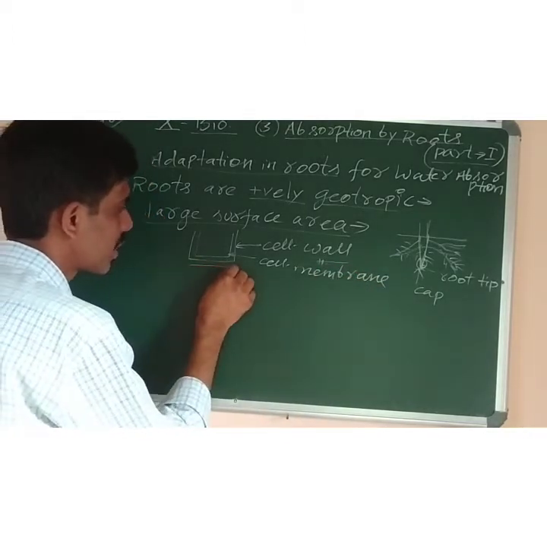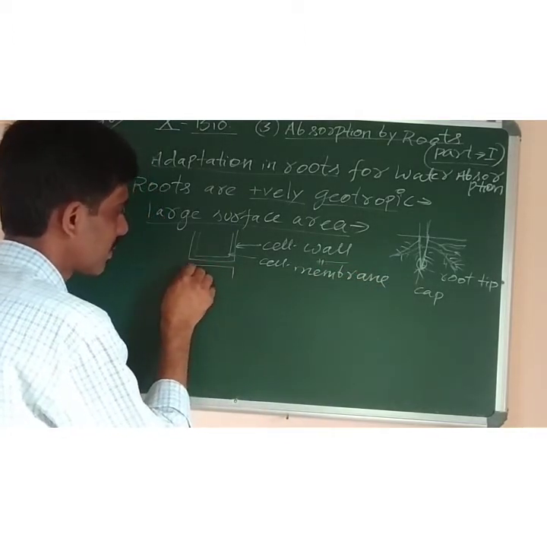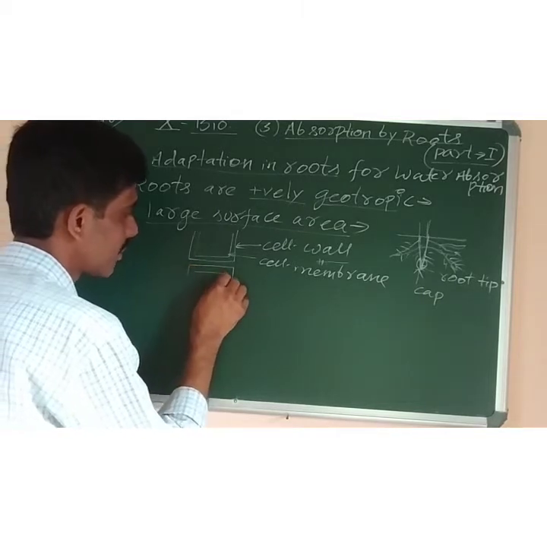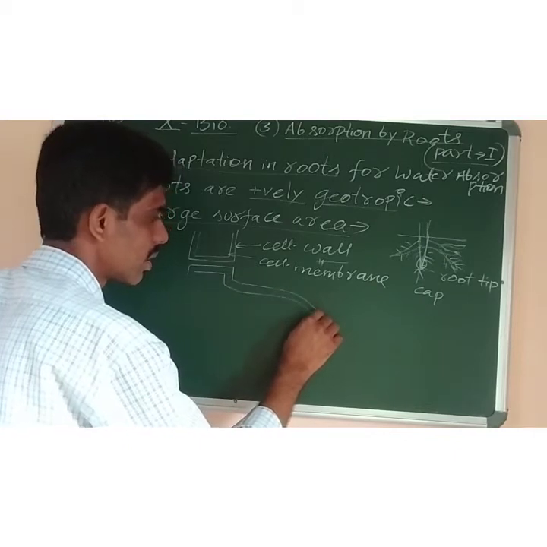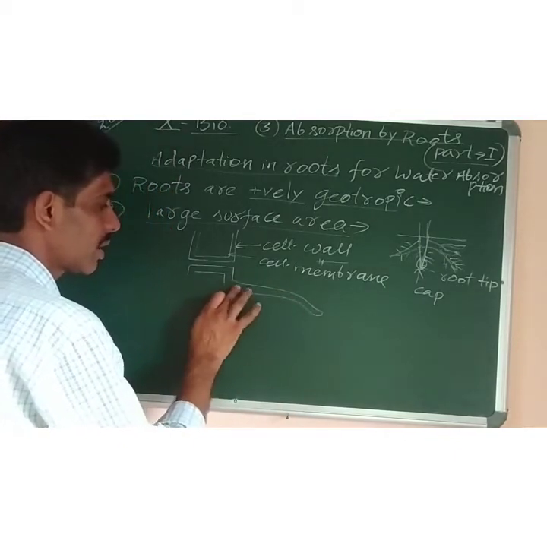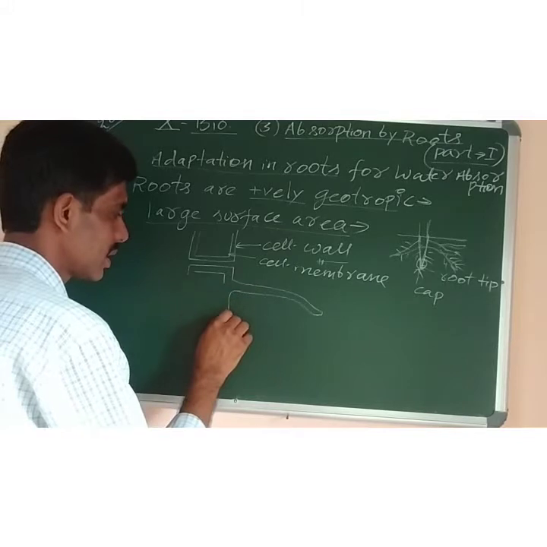Now here I will draw another root epidermal cell. Okay. Now you can see from here, I will draw the outgrowth, extension. This is called the root hair. Okay. From here I am drawing the extension.